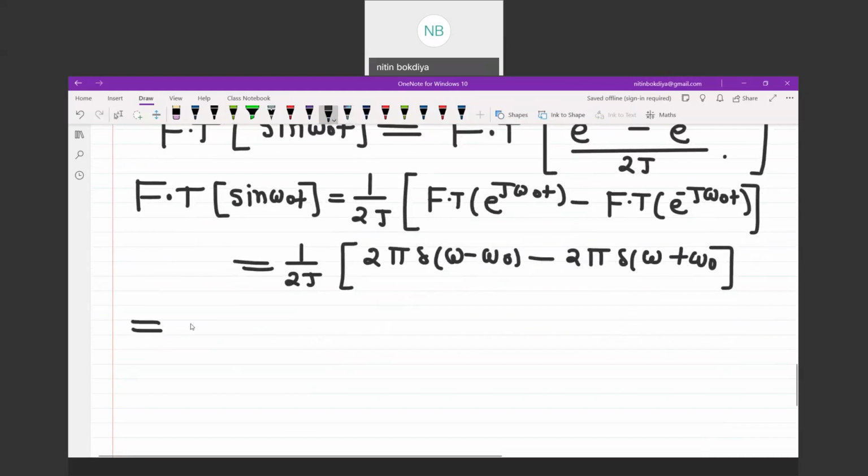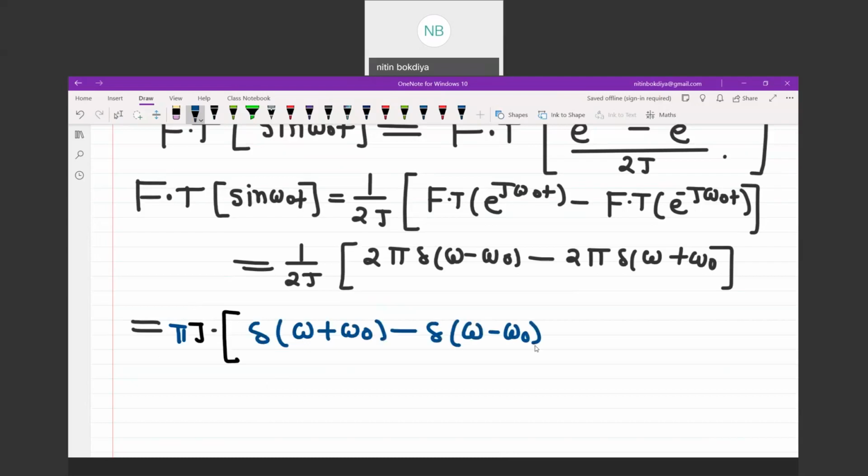This is 1 by iota, which can be written as minus iota, and 2 cancels. So you can say this is, and minus I am multiplying. So this is 2 pi, pi is cancelled. You can take pi outside of this. So this is pi j into del of omega plus omega naught minus del of omega minus omega naught.